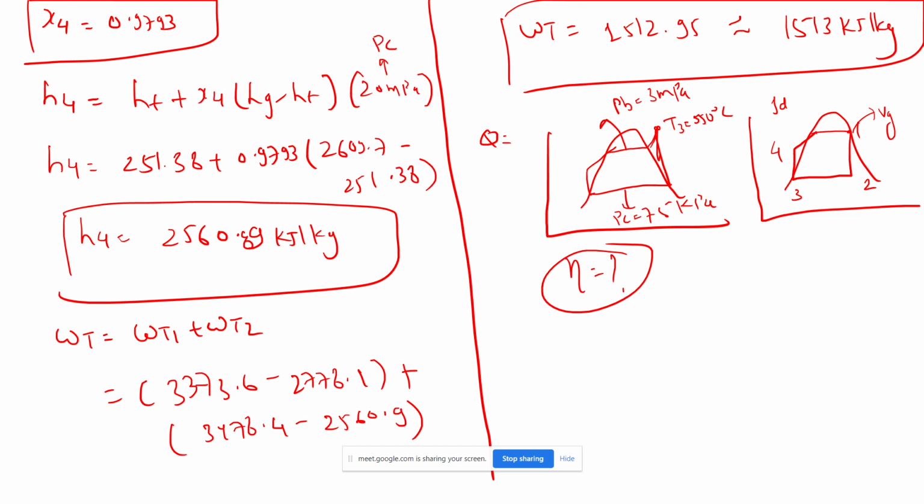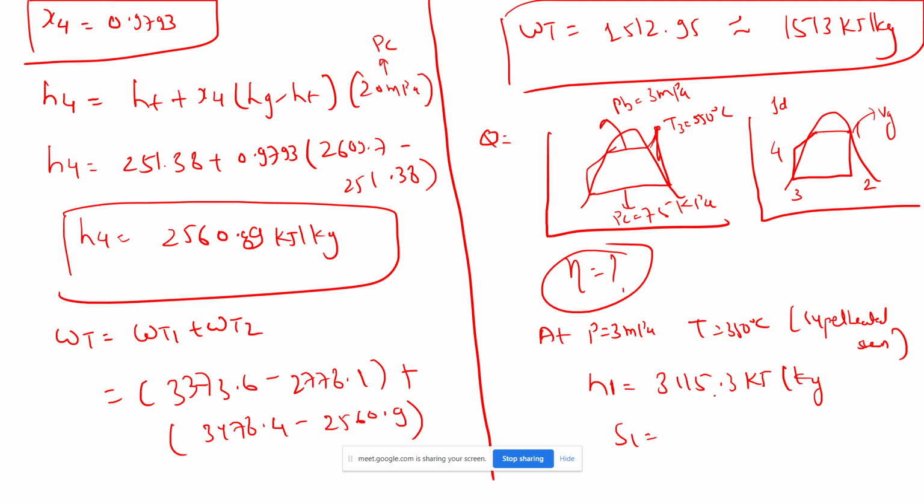For point 1 we don't need to calculate anything, because in the question they have already mentioned that at a pressure of 3 megapascal and temperature 350 Celsius the steam is superheated, and for that they have already given the data. H1 is 3115.3 kilojoule per kg. Similarly they have given S1, 6.7428 kilojoule per kg Kelvin. Now for point 2 we have to calculate it.